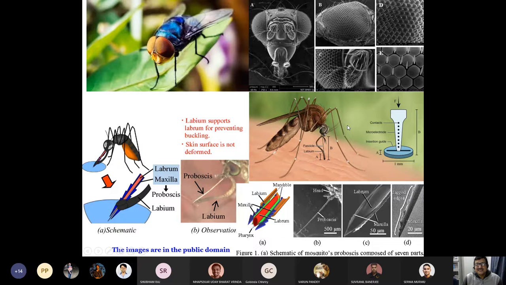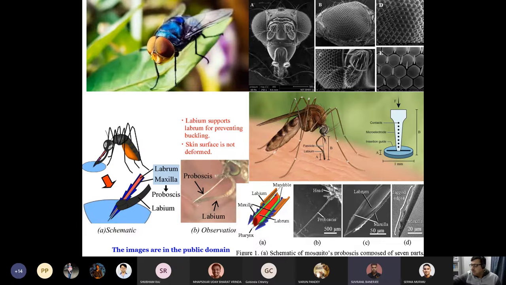I think this one you have seen. This is a fly, right? Did you capture a fly at any point of time in your life? No. Have you captured a mosquito? Yes. Now the question is why. Why could you capture a mosquito, but why can you not capture a fly?